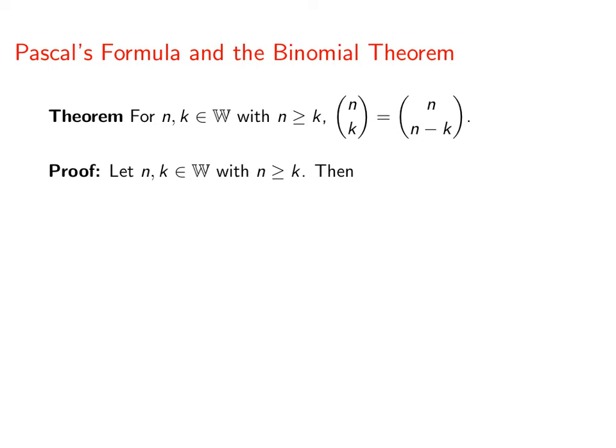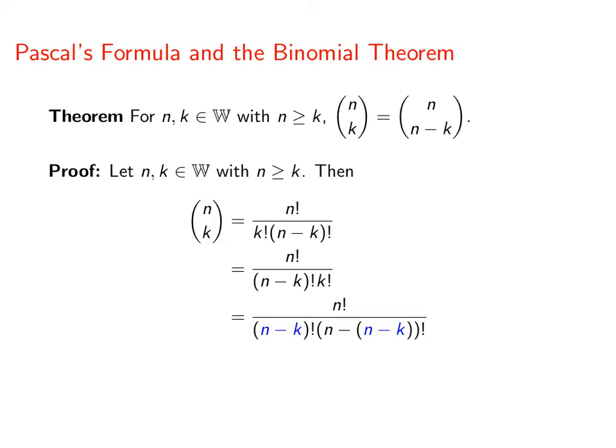Let's let n and k be whole numbers with n bigger than or equal to k. Then, as we know, n choose k is equal to n factorial over k factorial times n minus k factorial. Now we're just going to do a little bit of algebra. We'll just swap the order in the denominator. Then the k factorial in the denominator, we'll rewrite as n minus the quantity n minus k. And of course, by definition, this works out to be n choose n minus k.